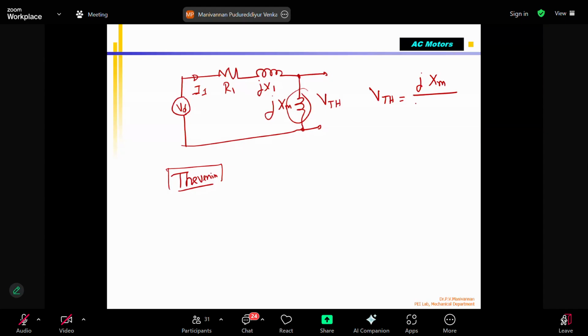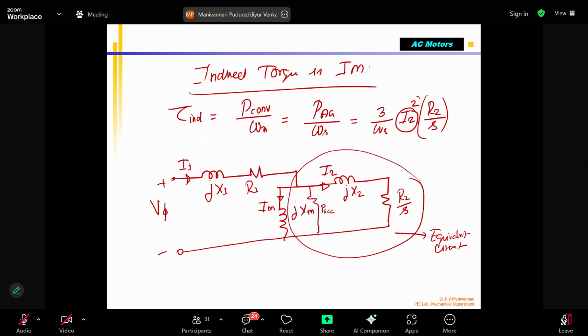V Thevenin is equal to jXM divided by R1 plus jX1 plus jXM. Okay, so please see that here we have neglected this part. This effect is very little, in this case the rotor copper loss. So that is minimal.